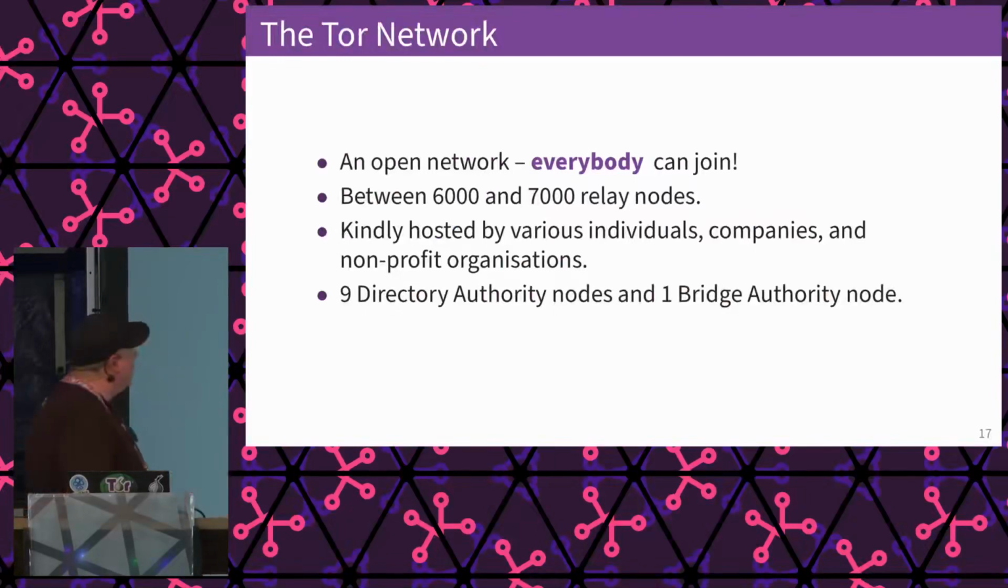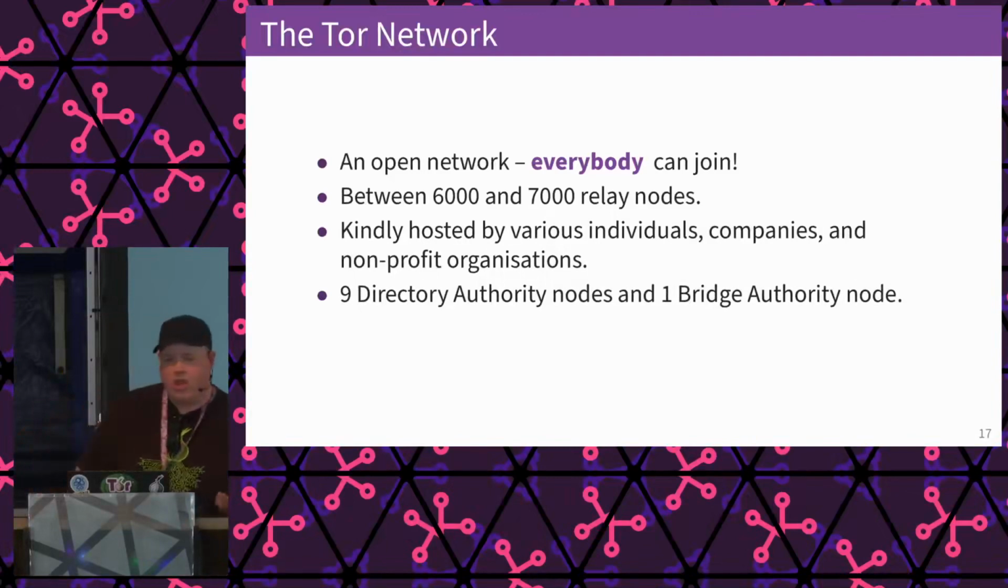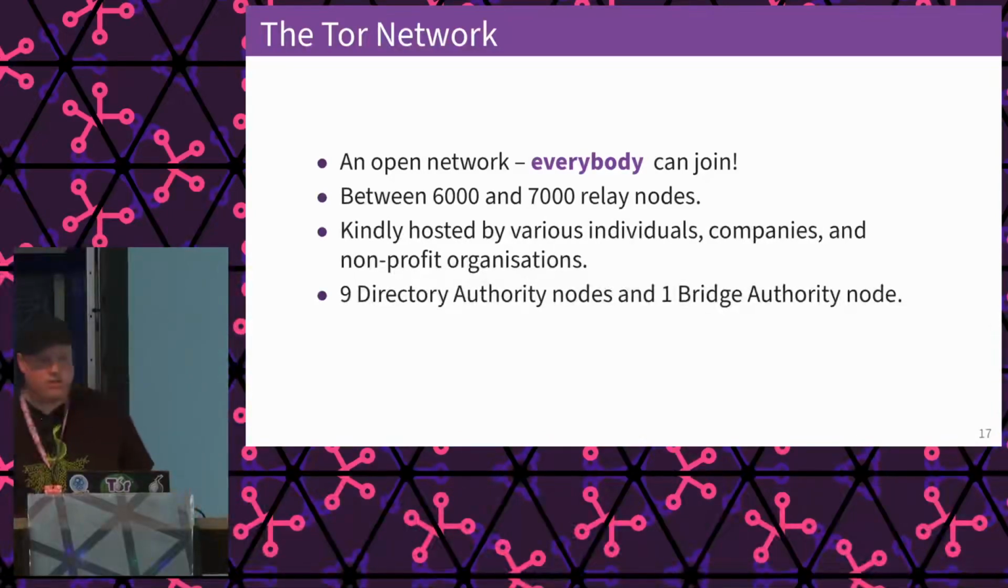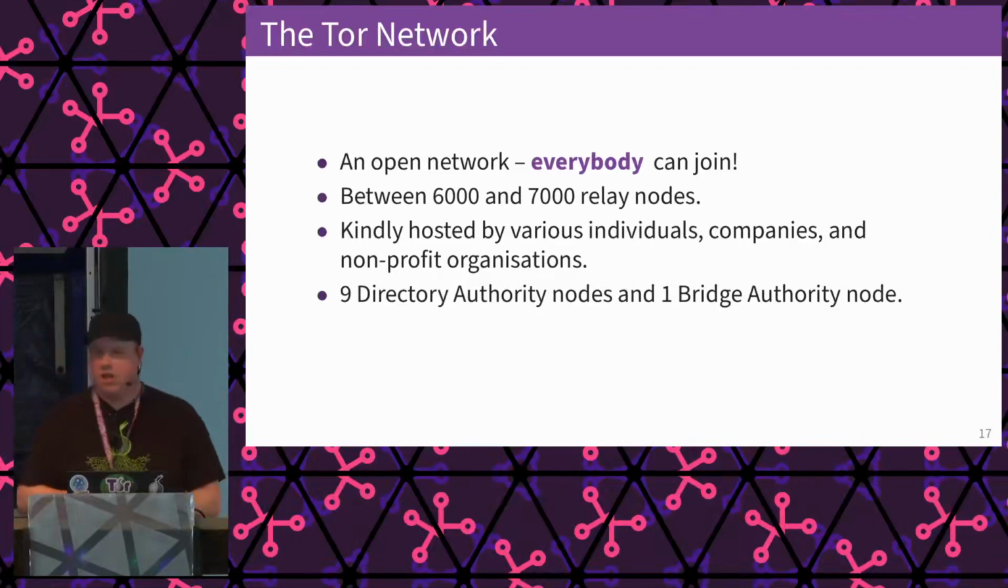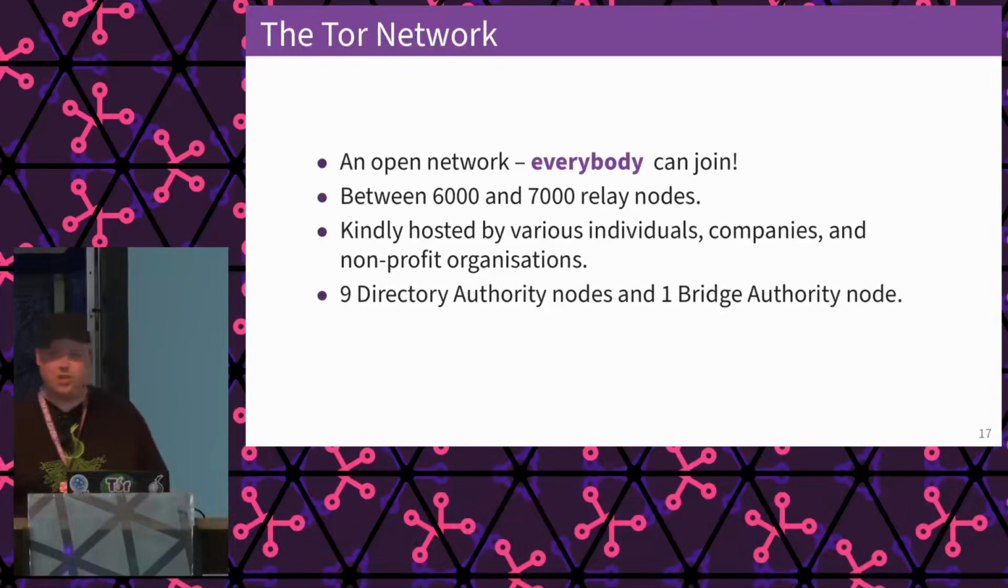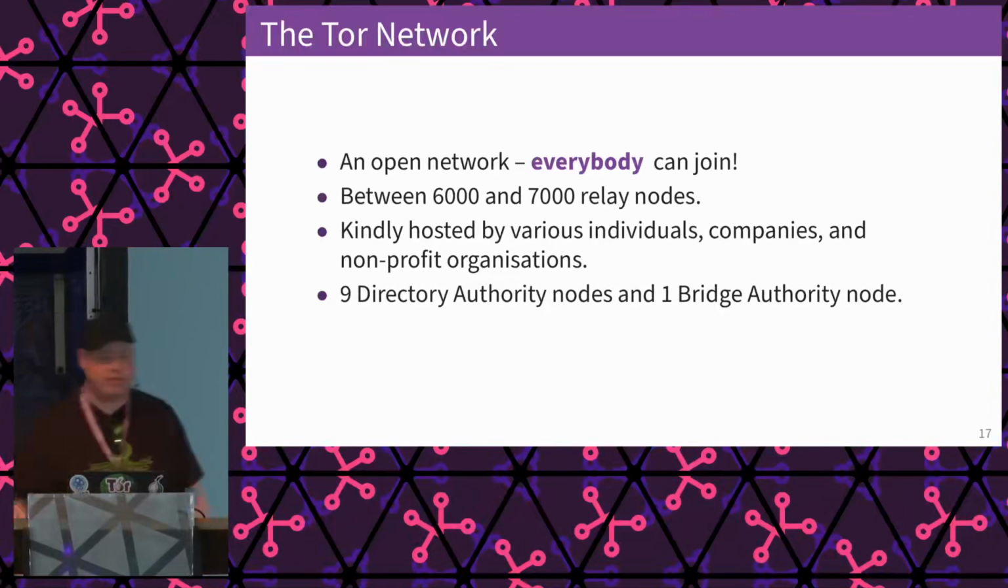If we look at the Tor network, it's an open network. It means that everybody can join it. Everybody is able to run a relay. If you have an IP and you have some bandwidth, you're able to set up a node. We right now have between 6,000 and 7,000 relay nodes, and like I mentioned earlier, it's hosted probably by some people in here and by different nonprofit organizations around the planet, or just individuals who set up a machine at home because they have some spare capacity.